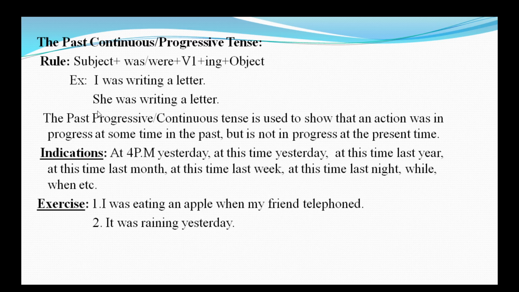In the same way, she was writing a letter. Here she is the subject, was is the auxiliary verb, writing is verb 1 with ing form added to the V1. A is an article, letter is the object. Here the past progressive or continuous tense is used to show that an action was in progress at some time in the past but is not in progress at the present time.